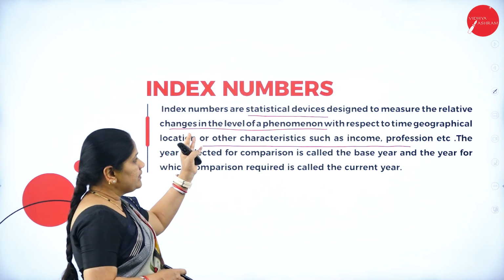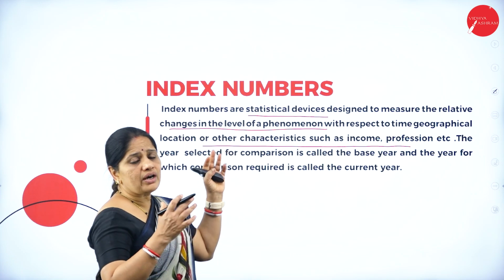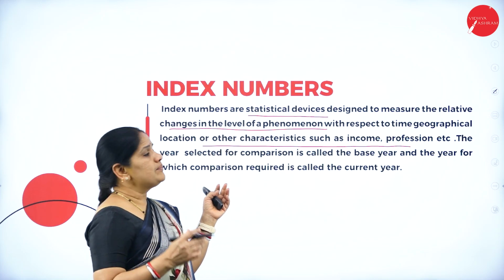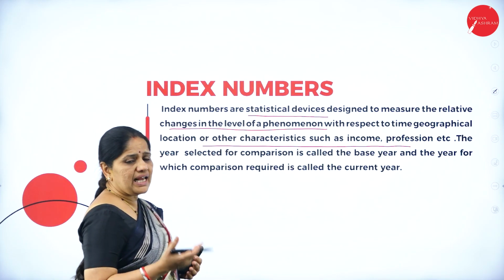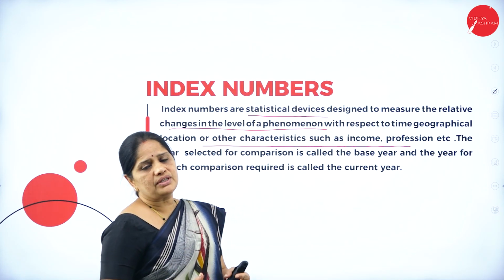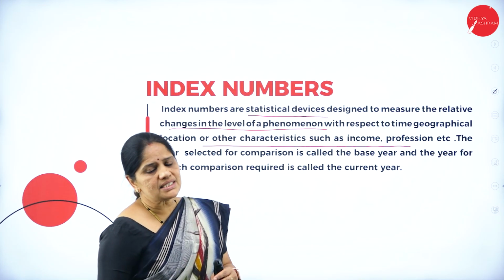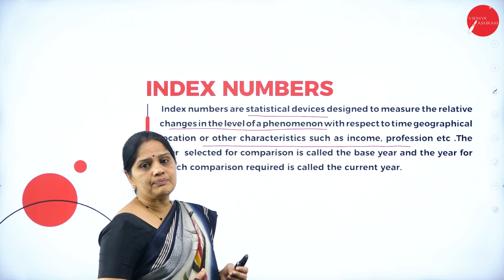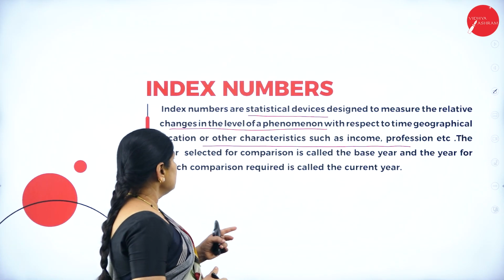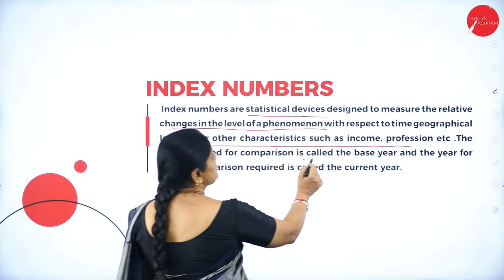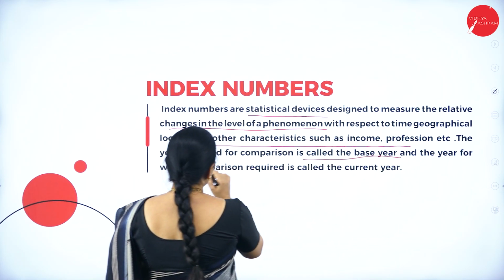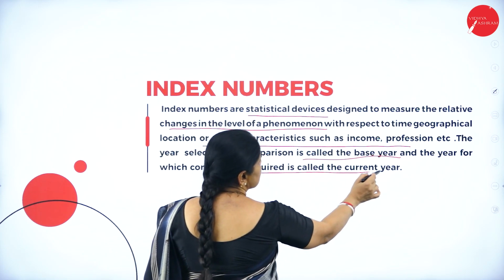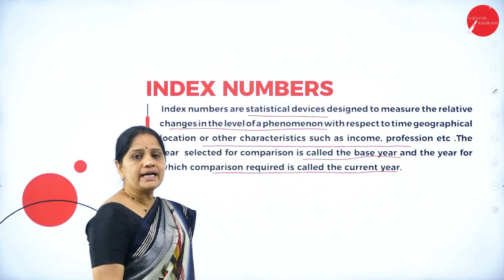It may be in the prices of goods, or in the level of income, or in the profession, any phenomenon for that matter. If there is a change in the phenomenon, the level of the change can be interpreted with the help of index numbers. The year selected for comparison is called the base year, and the year for which the comparison is required is called the current year.